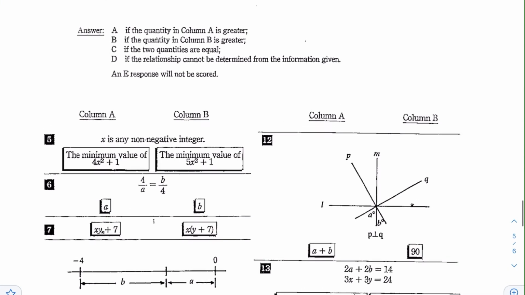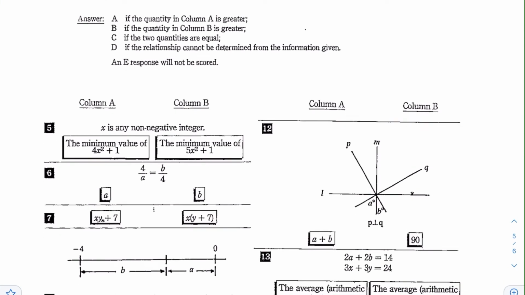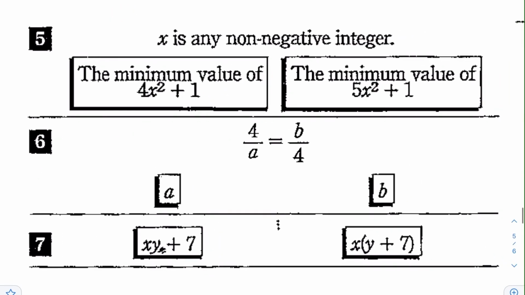Next, for the next page, you have to compare and contrast. You choose column A if A is greater, B if B is greater, C if they're equal, and D if you can't tell, based off the information that's given. So for number 5, X is any non-negative integer. So non-negative means 0 or positive, and an integer is a whole number. So that means that X could be 0, 1, 2, 3, etc.